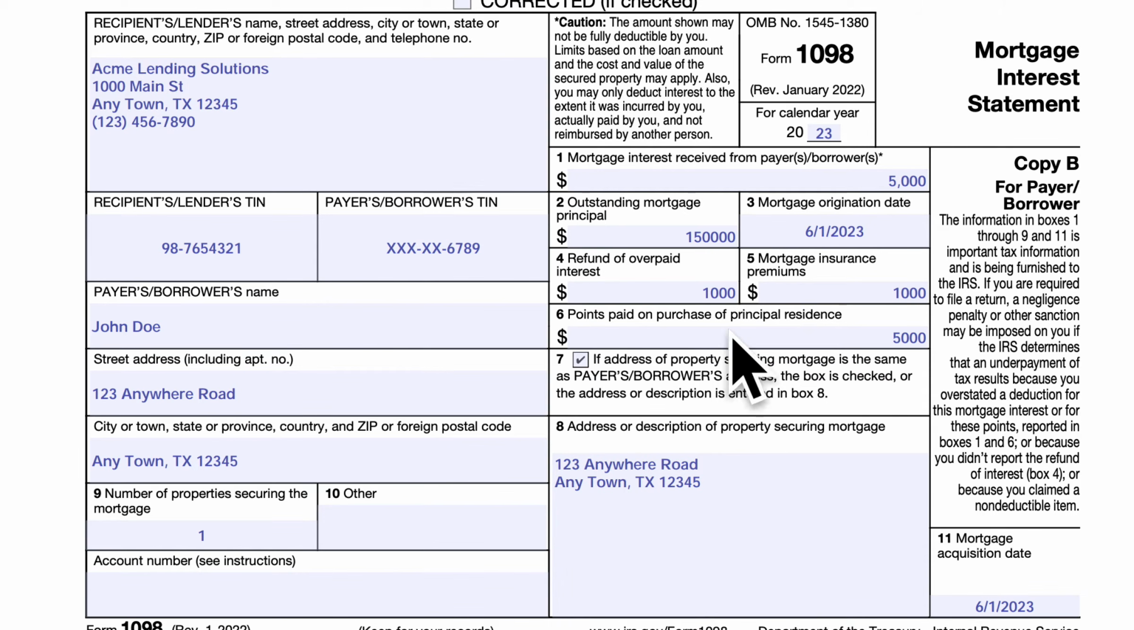In box 6, this simply states the points that you paid on the purchase of your principal residence. So specifically, it shows the points that you or the seller paid this year for the purchase of your residence that must be reported to you. However, the Form 1098 instructions also tell the lender which points they need to report and which points they do not have to. So our article breaks this down a little bit more in depth on what would be included in this.